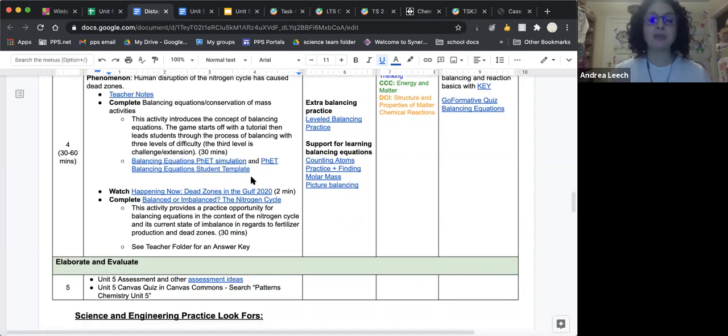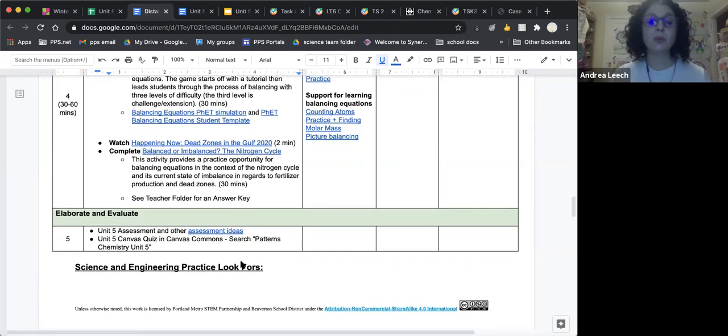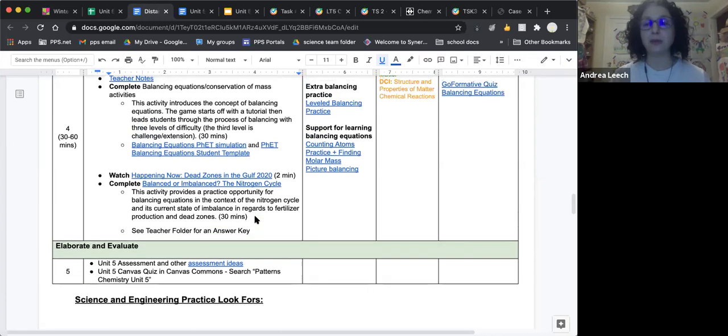Once you're done with that, there's this piece around the nitrogen cycle, balanced or unbalanced. It walks them through what's going on with nitrogen. There is a key in the teacher folder, in that restricted folder. We don't have an engineering practice for this particular unit, partly because of time and partly because there hasn't been one that features well with distance learning at this point. So that's where we would end this time, so we don't have that final piece on there.